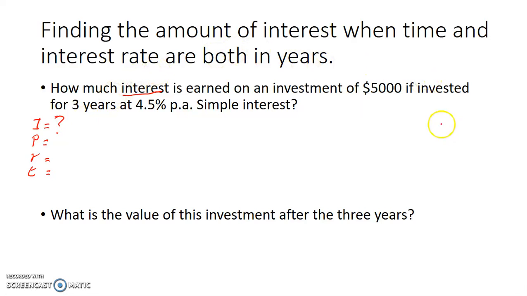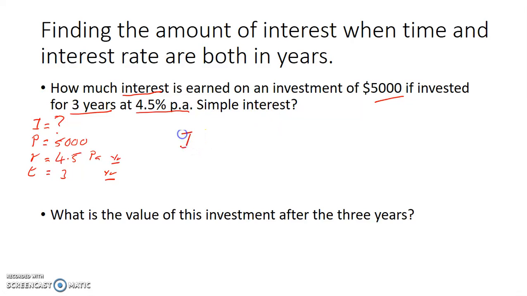Interest is earned on an investment of $5,000. So $5,000 is how much I start with. That's my principal. Invested at an interest rate of 4.5% per annum, and it's 3 years, and this is years, so we're fine.